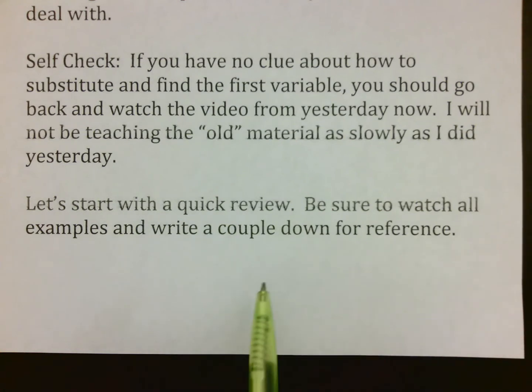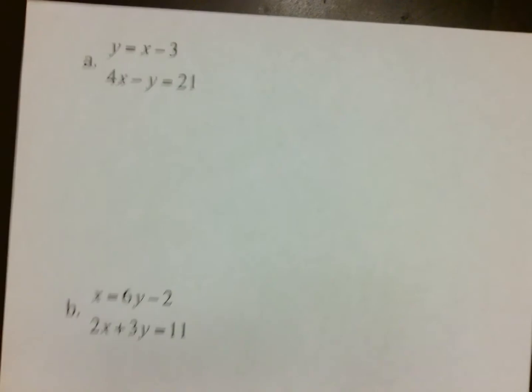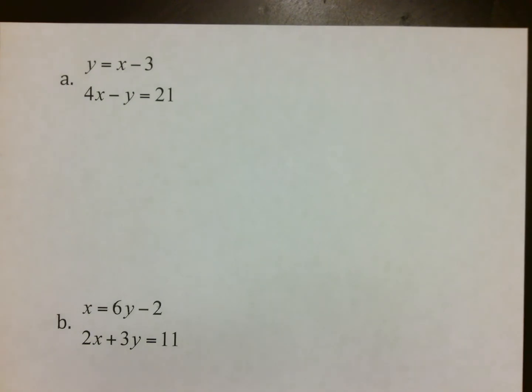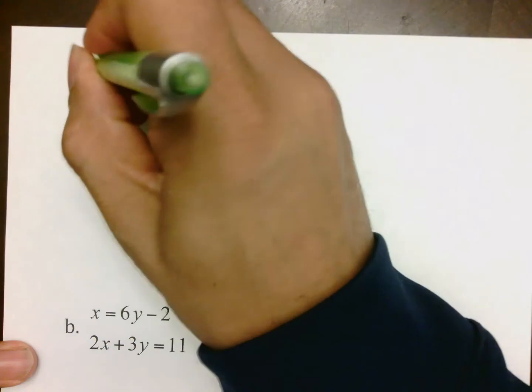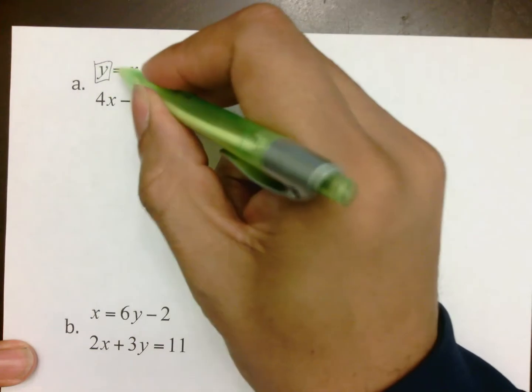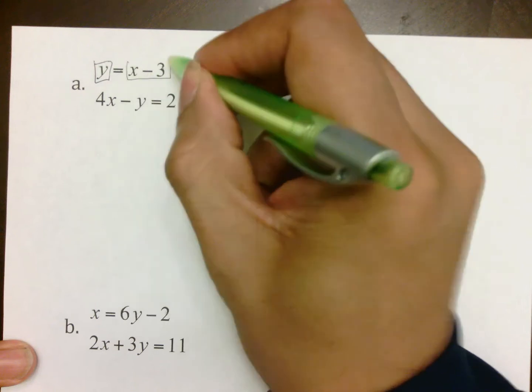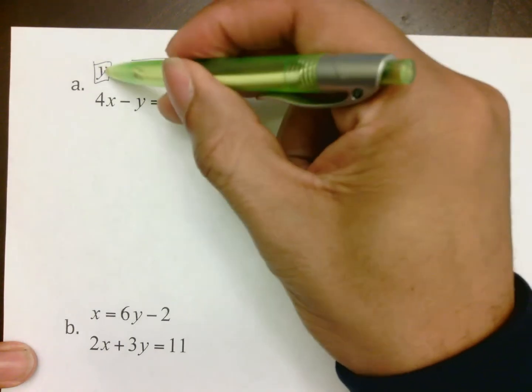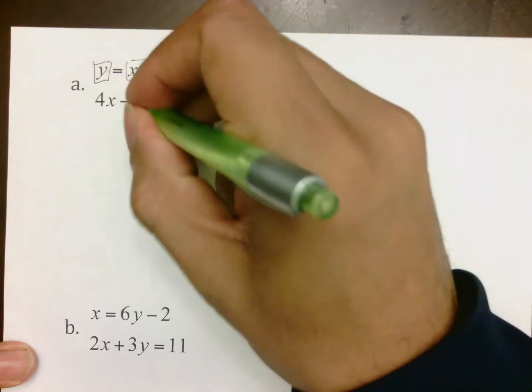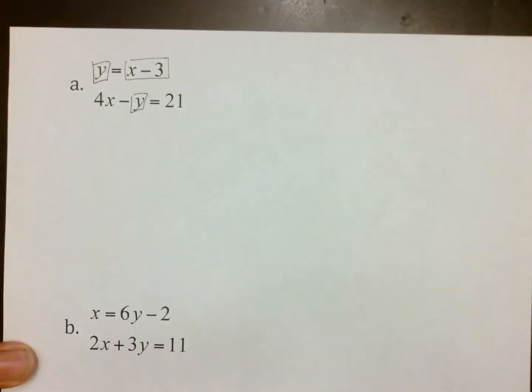Again, be sure to watch all examples and write down a couple just for your reference, just to make sure you have something of importance to leave with today. What we learned yesterday was that we see a variable by itself, like this y. And y, because of the property of equality, has the same value as x minus 3. Because of that, everywhere I see a y, I can put an x minus 3 in its place, and so we come down here to this y.